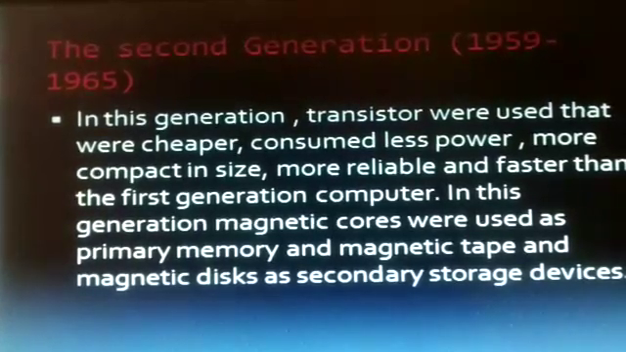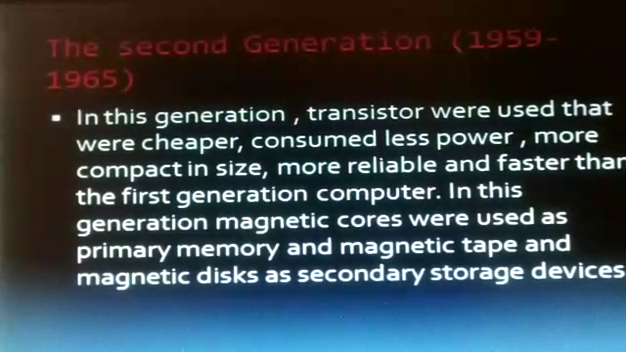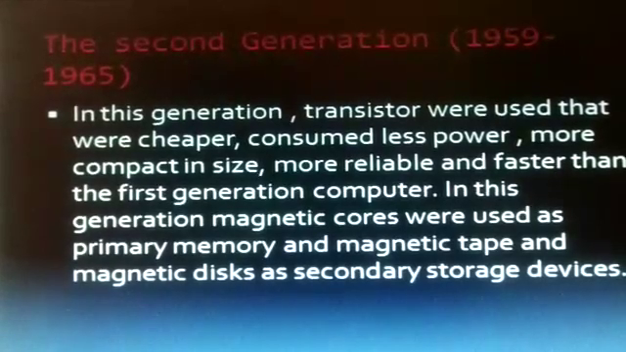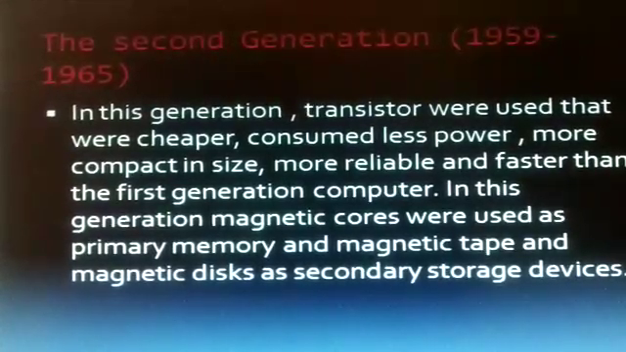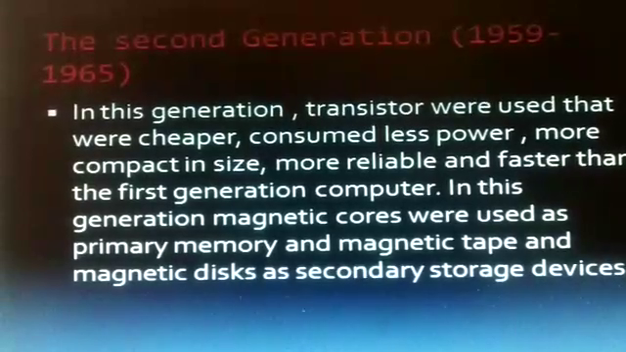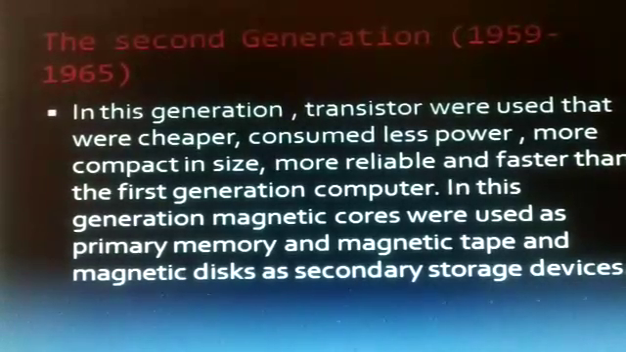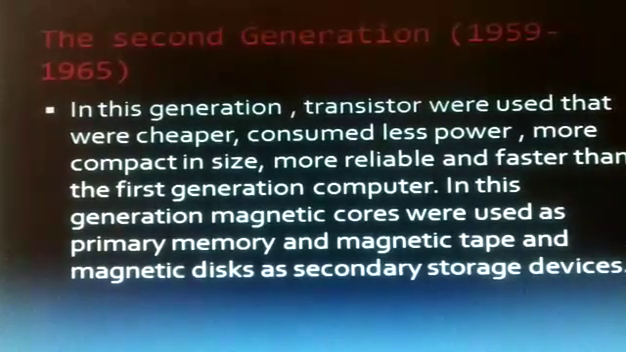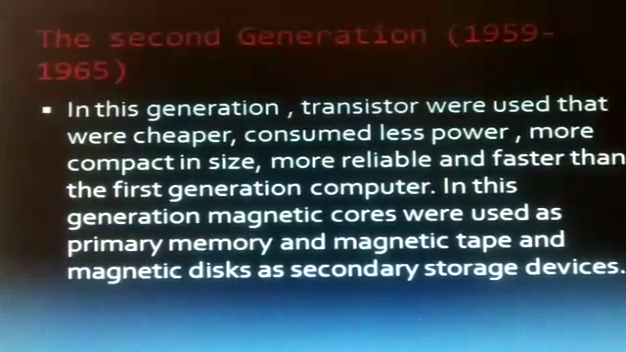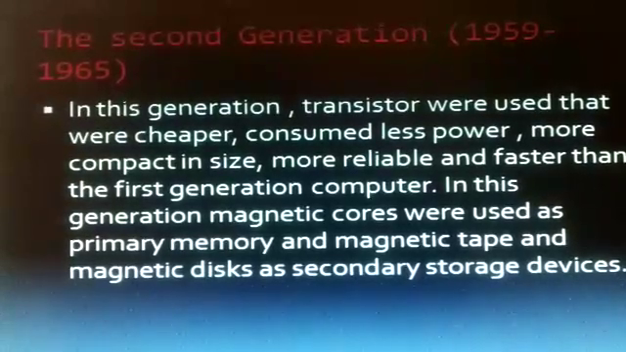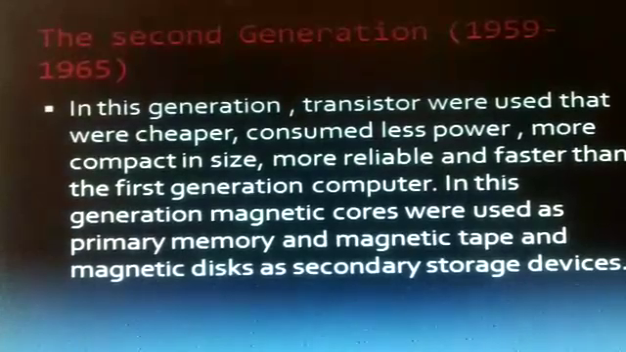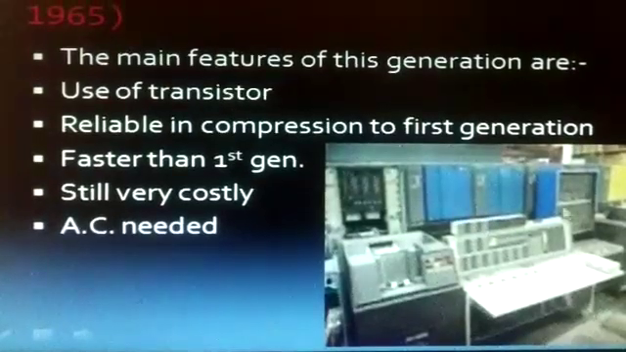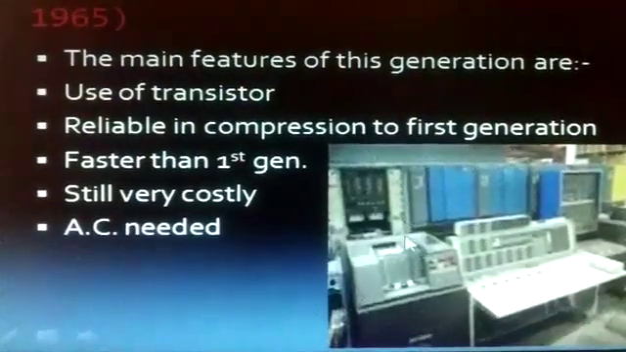Here students, we used primary memory and the magnetic tape and magnetic disk as secondary storage. Okay, what is the meaning of primary? Primary memory is computer memory that is accessed directly by the CPU, and secondary memory refers to the storage devices such as hard drives and solid state drives. Students, you can see here the image of the second generation of computer.